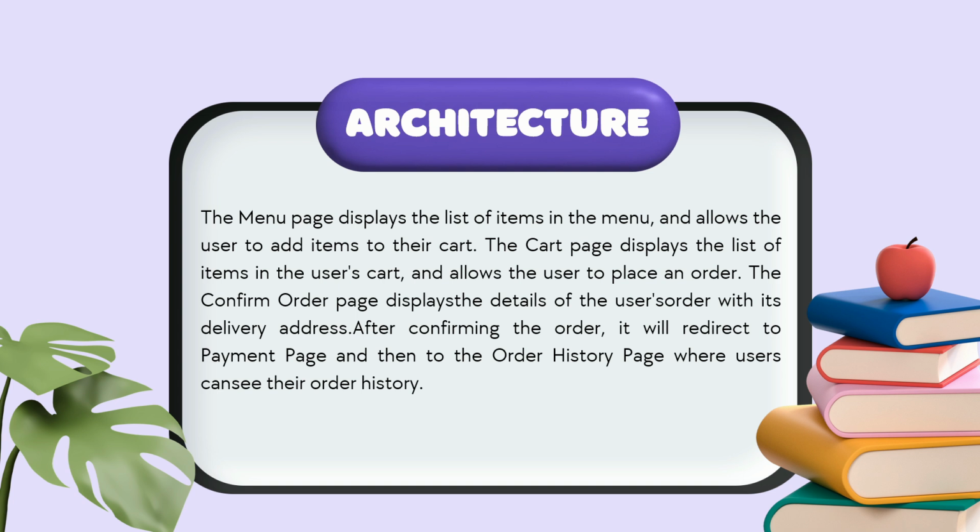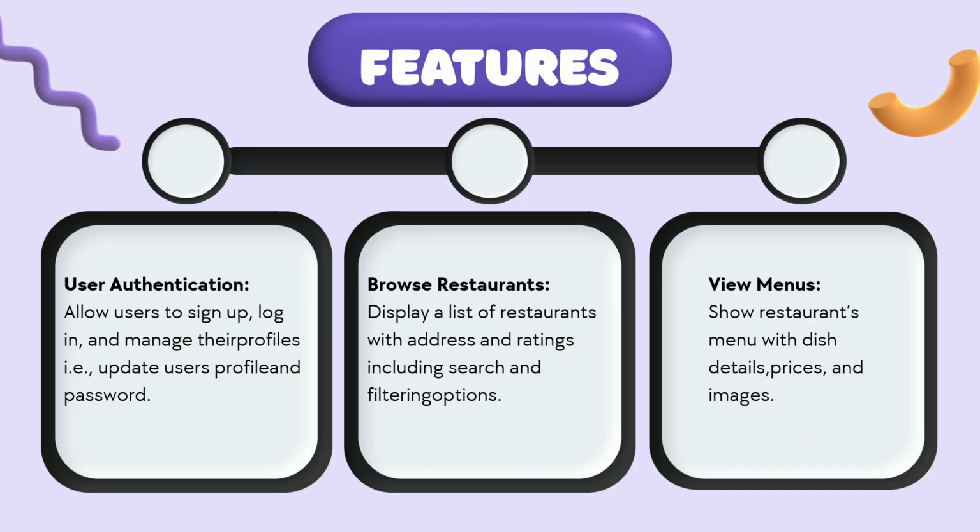The menu page displays the list of items in the menu and allows the user to add items to their cart. The cart page displays the list of items in the user's cart and allows the user to place an order. The confirm order page displays the details of the user's order with the delivery address. After confirming the order, it will redirect to the payment page and then to the order history page, where users can see their order history.